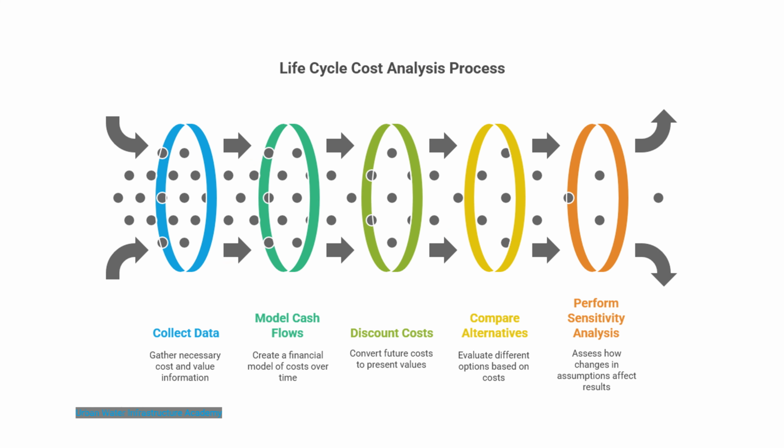Steps to perform an LCC analysis. Define the analysis horizon, for example, 15 or 20 years. Collect data: initial costs, yearly O&M and energy expenses, equipment life, major repair or replacement cost, discount rate, and residual value. Model annual cash flows over the defined horizon. Discount all future costs to their present value. Compare alternatives and perform sensitivity analysis to understand how results change if the key assumptions shift.